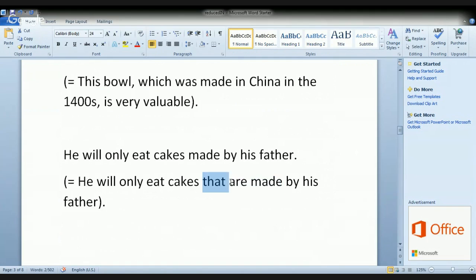And so we're taking out "that are," and we're just saying, "He will only eat cakes made by his father." We don't need to say "that are" at all. And again, his father's important, so we'll mention his dad in there.